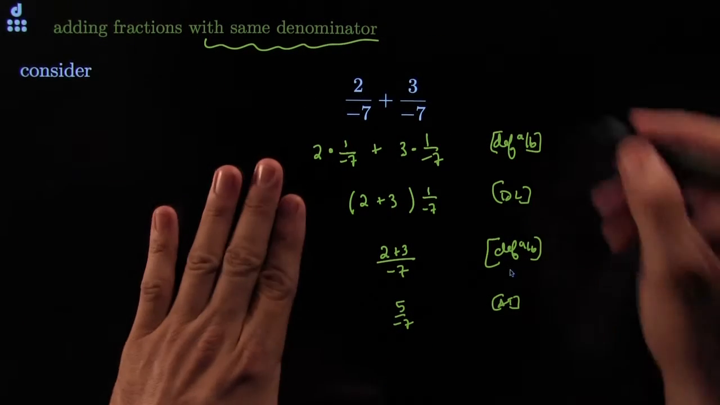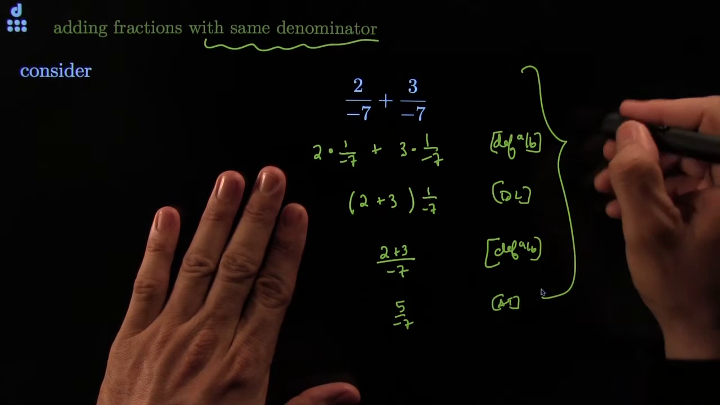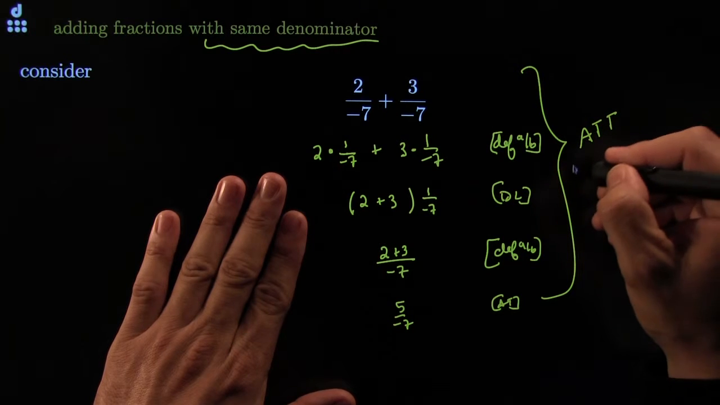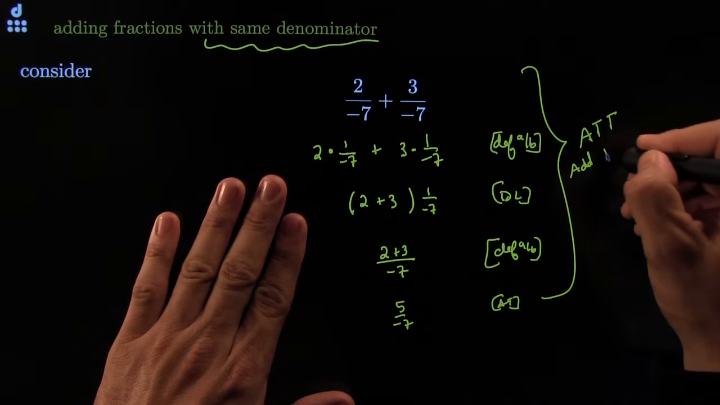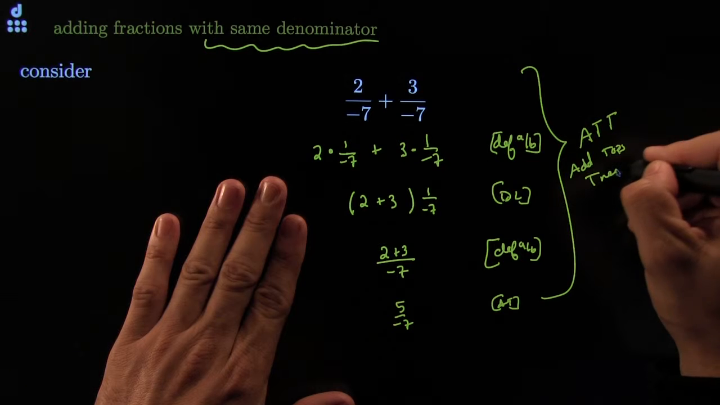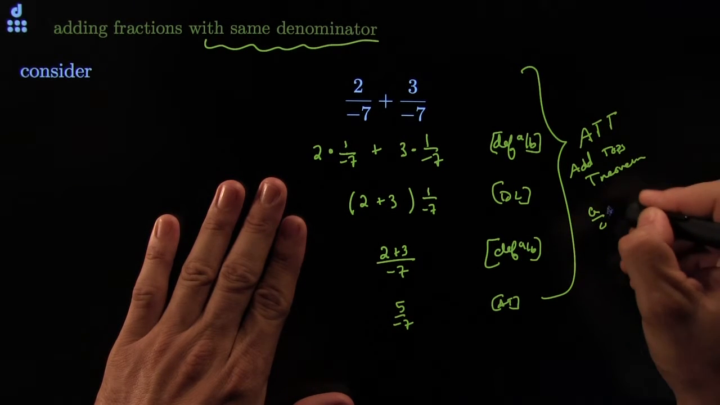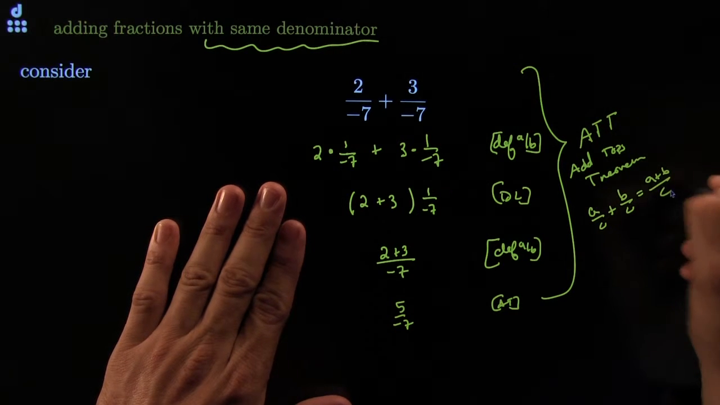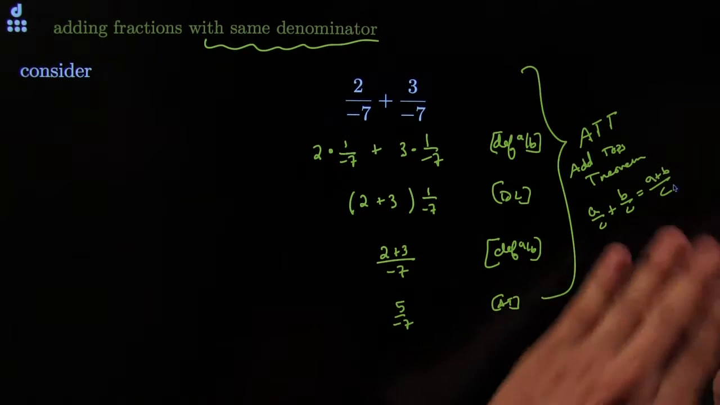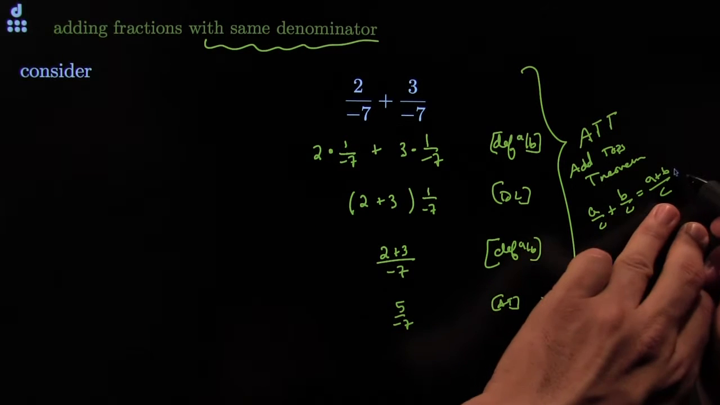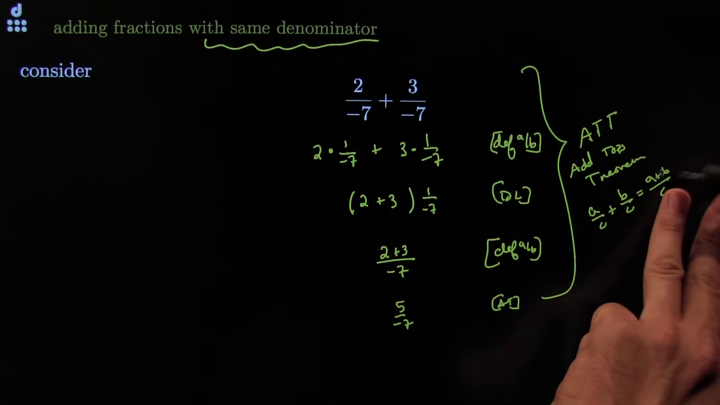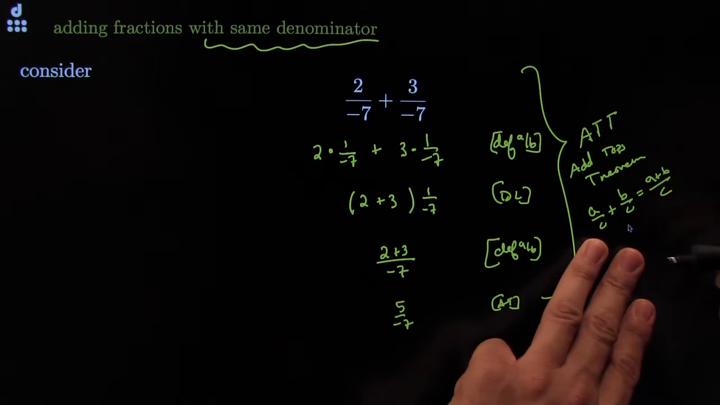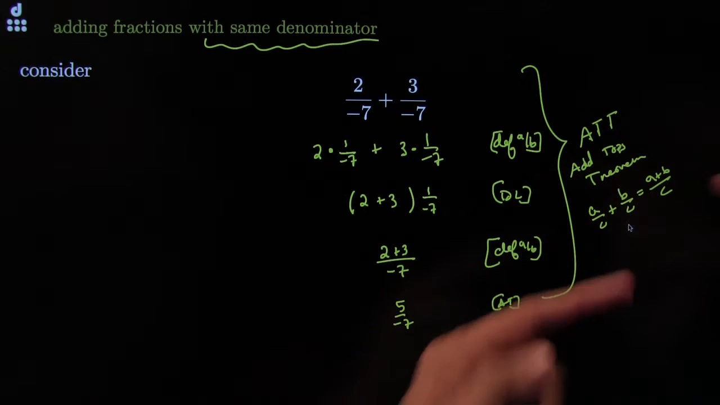Now these steps are so repeatable that we package them into one theorem called the ATT theorem. Add the tops theorem, which means that if I have A over C plus B over C, I get the same thing as A plus B all over C. By the way, reading it that way, add the tops means if you have the same denominator, all you do is add the tops. If you read it the other way, it means that if you have an addition in the numerator, you can split it up into two little sums, two little fractions. You should be good at reading it both ways.